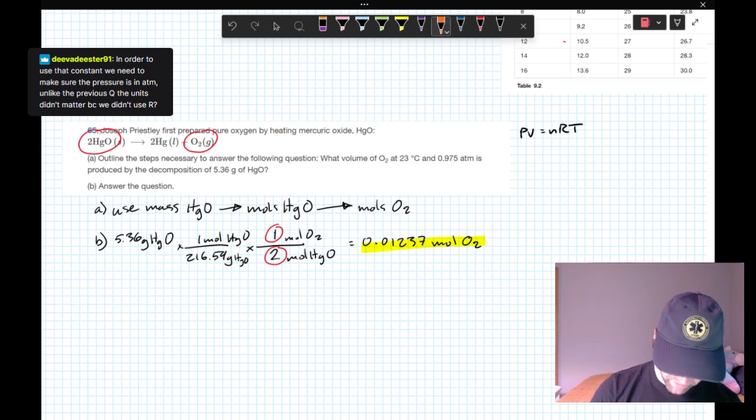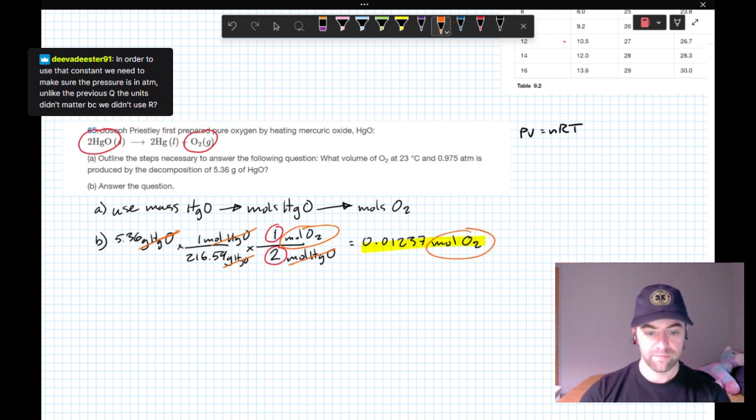And I'm going to go through really quick and just show the dimensional analysis process here. Grams of mercuric oxide cancels out. We get to moles of mercuric oxide. Those cancel out. We're left with moles of O2. I think that's everything. All right, moving on.